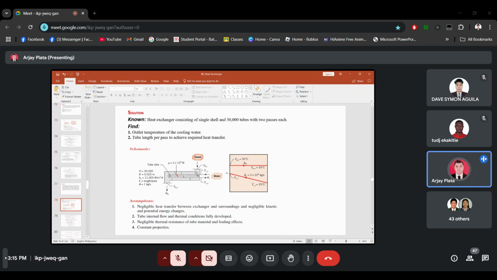So this is our heat exchanger. There is a tube here inside the heat exchanger. Okay, so the fluid flowing inside the shell is steam, while inside the tubes is water, meaning cold water. So the steam will condense. That's why it's called a condenser.